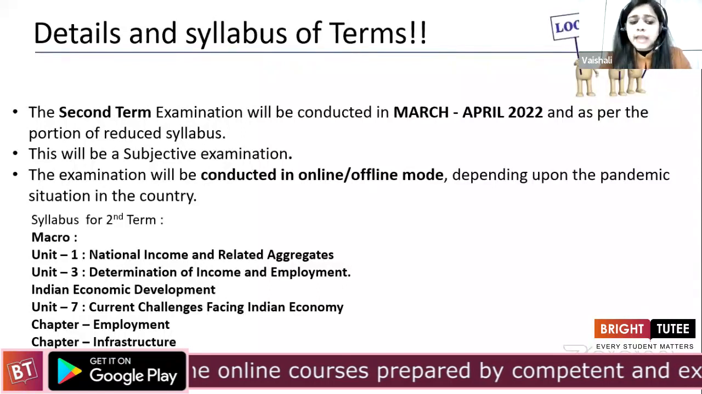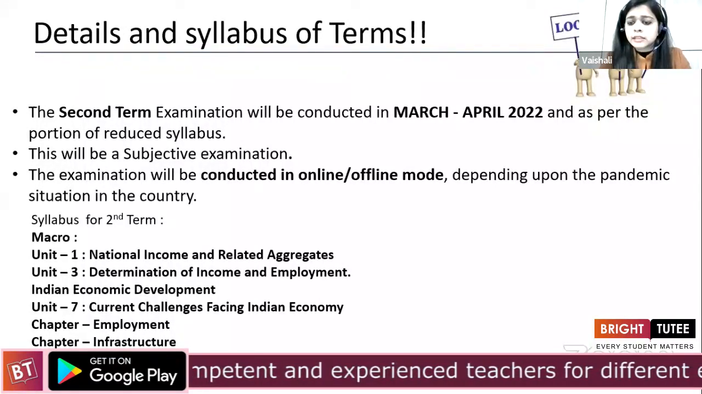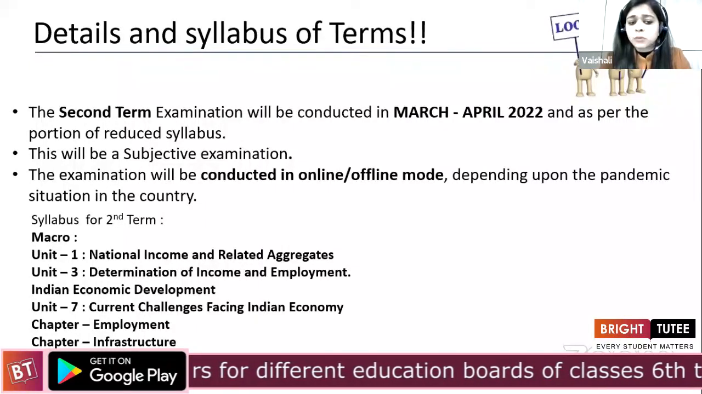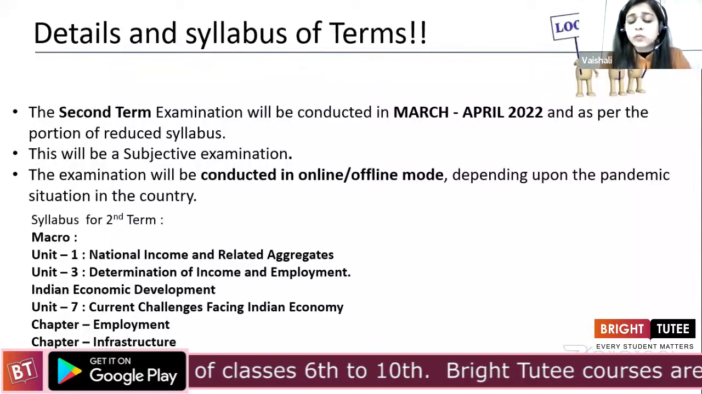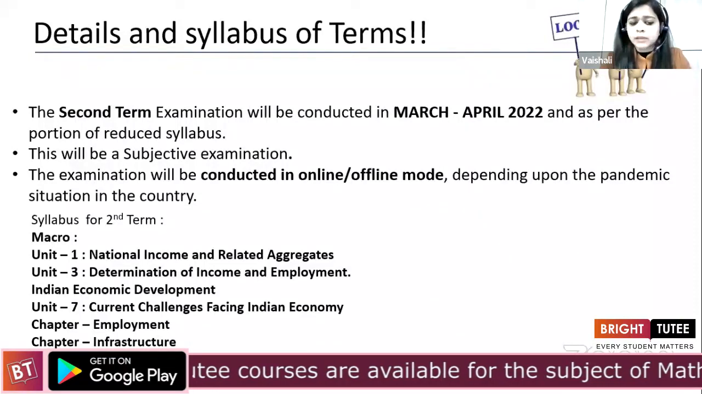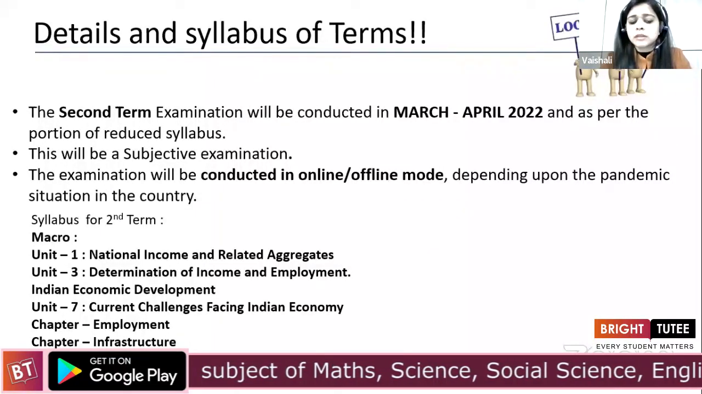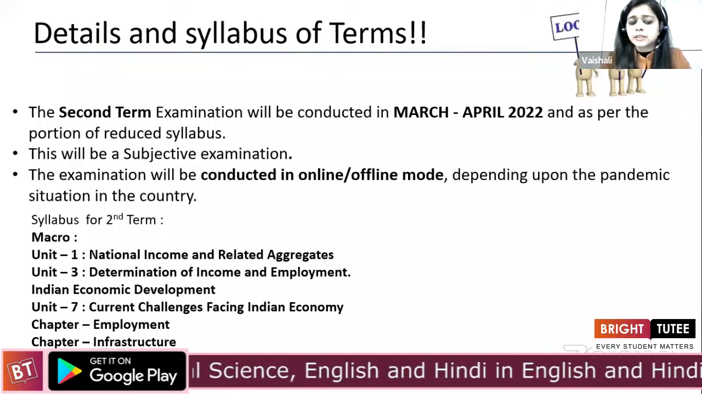So the syllabus for second term is Unit 1, National Income and related aggregates. Unit 3, Determination of Income and Employment. This is from macro. Then we have Indian Economic Development, in which we have Unit 7. From Unit 7, there are only three chapters coming, that is employment, infrastructure, sustainable economic development, and then we have development experience of India, that is Unit 8.